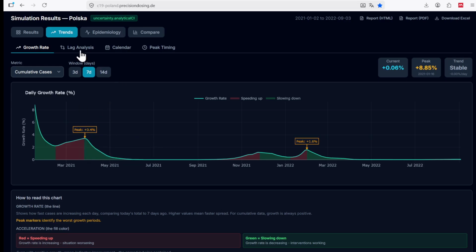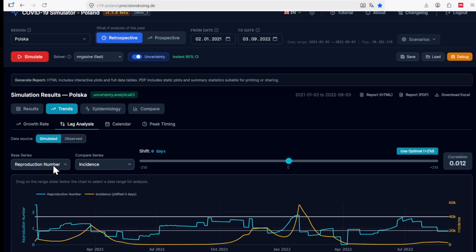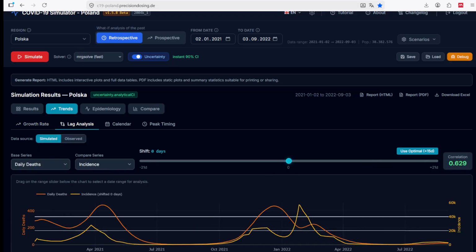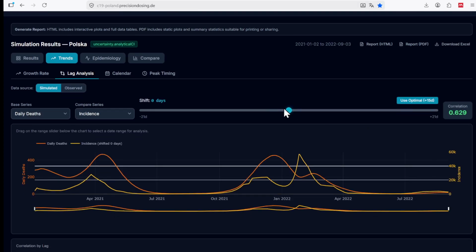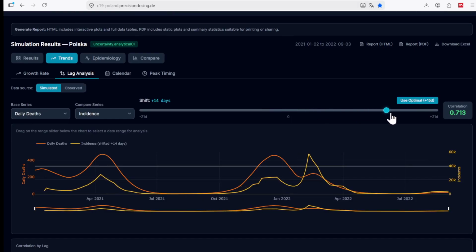In the Lag Analysis subsection, you can analyze the time shift between two metrics. For example, when comparing daily deaths and incidents, we see that the calculated optimal shift is 15 days. Using the slider, you can see that a 15-day shift optimizes the correlation and overlays the peaks of daily deaths and incidents.